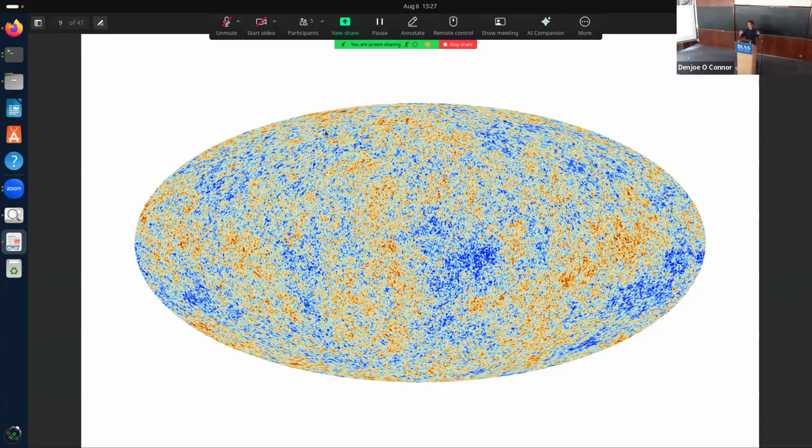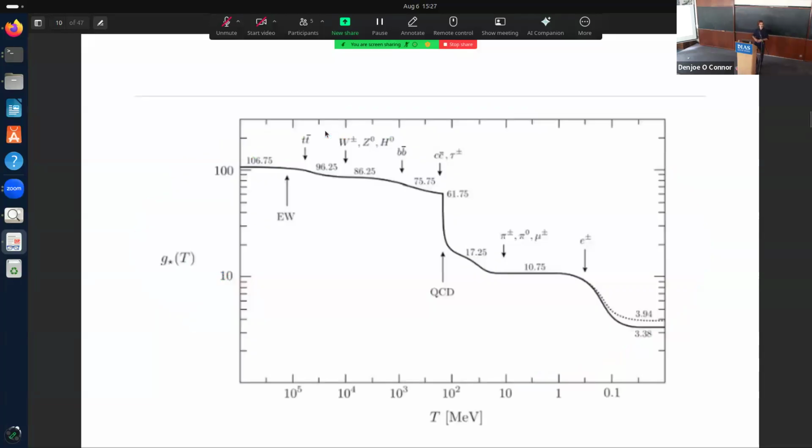Well, to answer this question, we have to rewind a little bit and go back to the universe right after the Big Bang, right? So the universe right after the Big Bang is this hot thermal plasma, this hot thermal bath that's very hot and very dense. And it's so hot and so dense, the temperature is so high that all particles in the standard model are essentially in thermal equilibrium with each other.